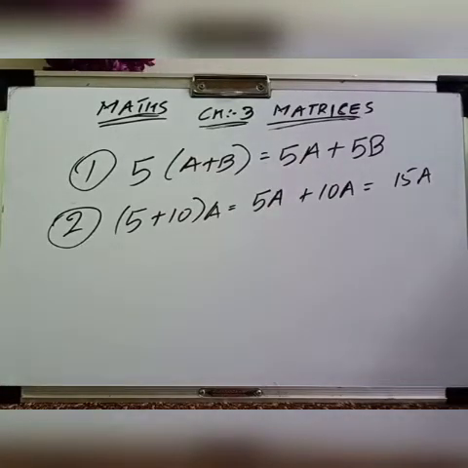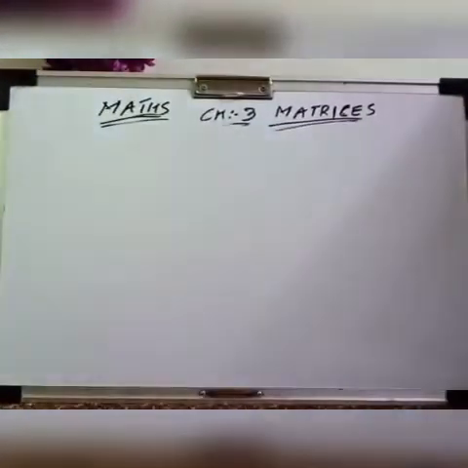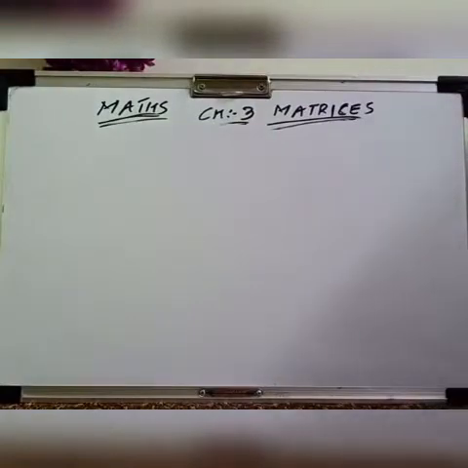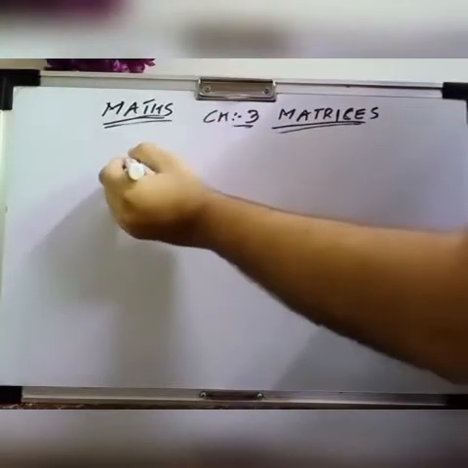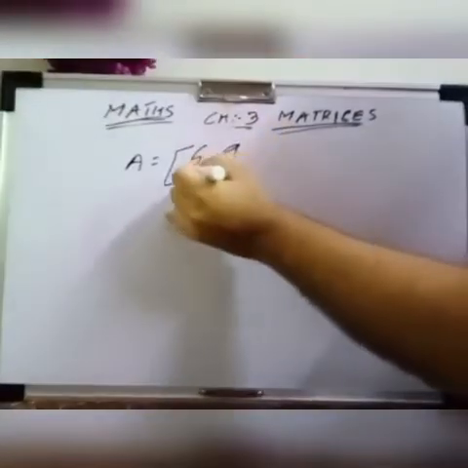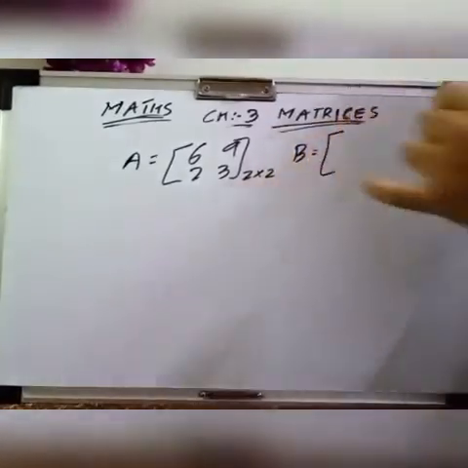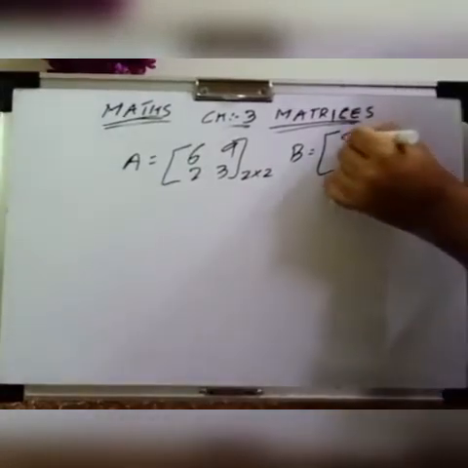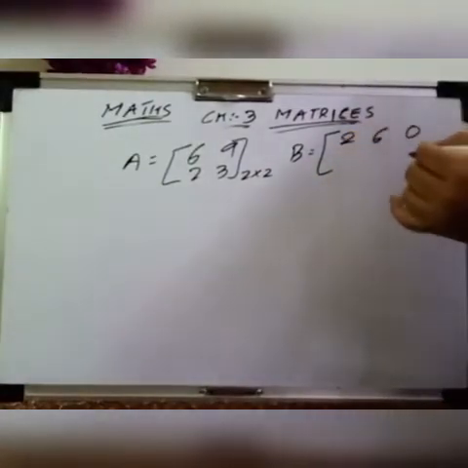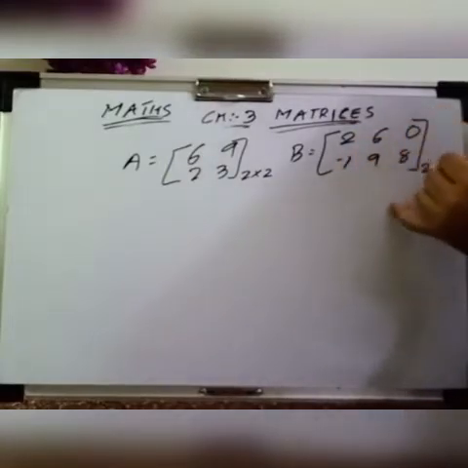Now we'll try to understand matrix multiplication, a very important concept. I will take two matrices. One is a matrix A which is of order 2 cross 2. You should note down this order first, and then only you will proceed with the multiplication. Here I am taking B as a 2 cross 3 matrix, right?